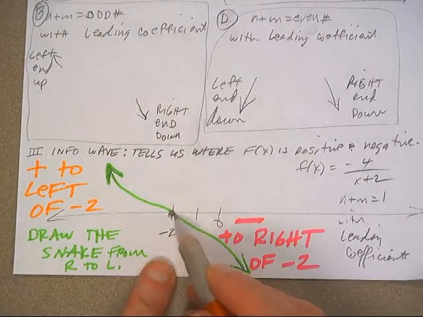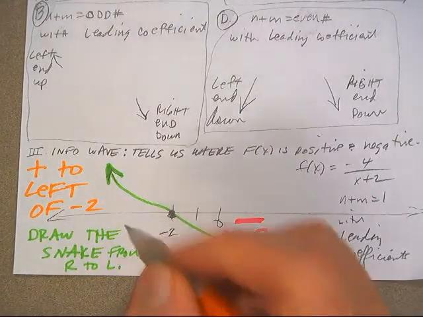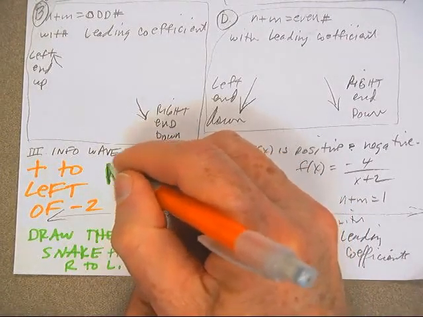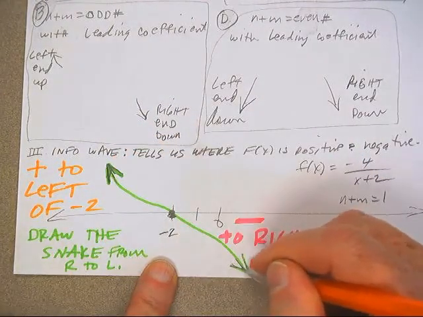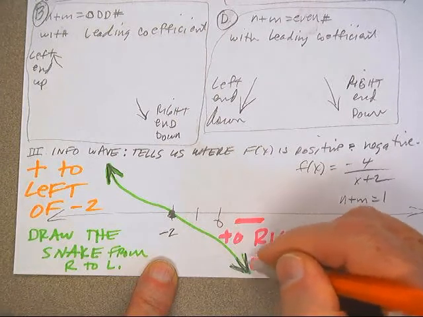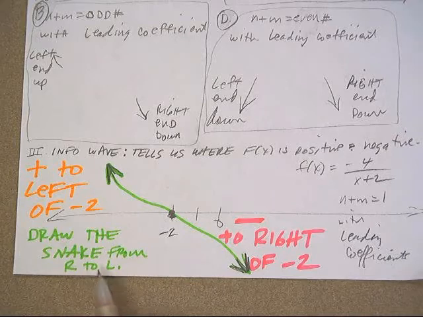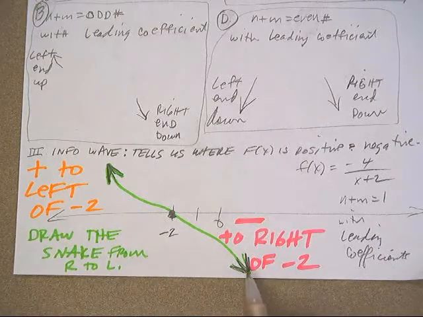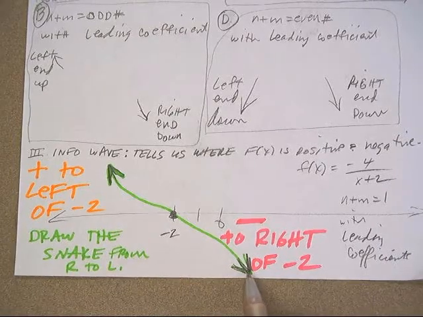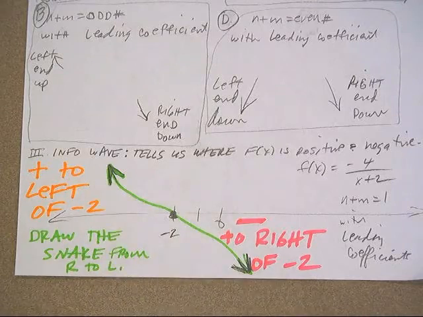So you put -2 right here. You do the ends, because I know the left end is up and the right end is down. I did this before I highlighted it. And then we draw the snake from right to left. So just go to one of the arrows on the right, wherever it is, and just snake through the other point.